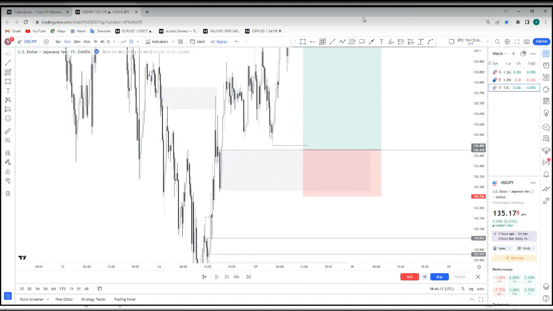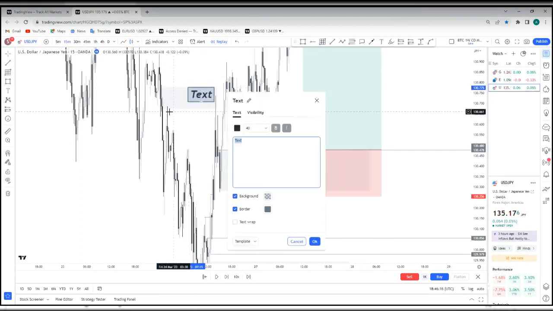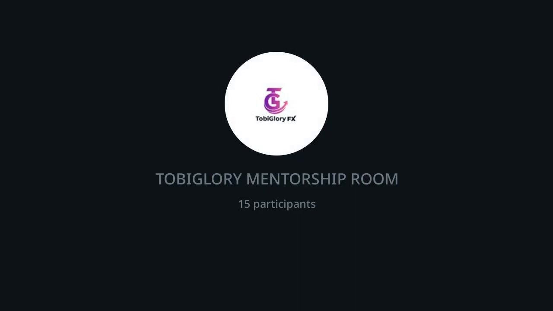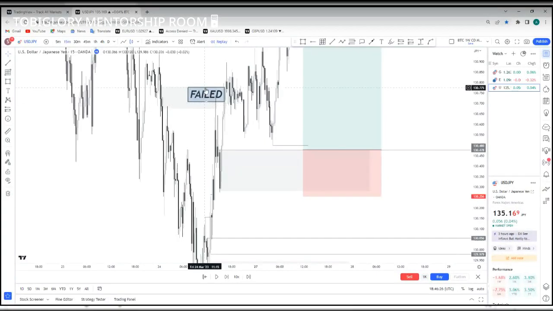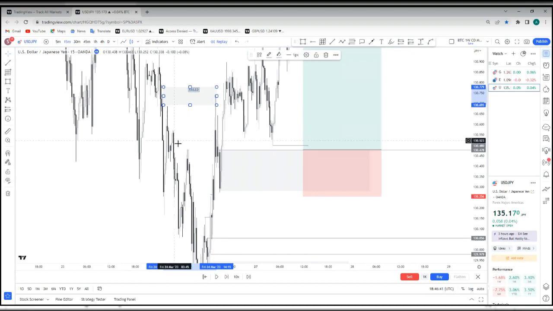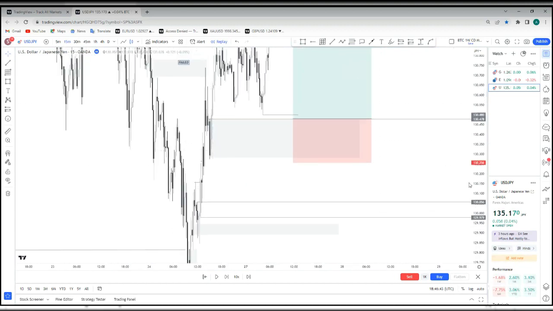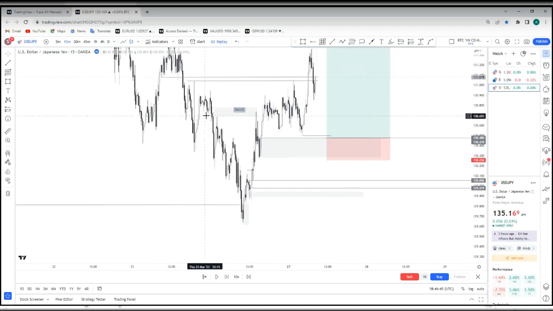This place has filled us already. And why did I say this place has already filled us? Look, we have a zone here that this place mitigates. It mitigated something here, and it failed to break a structure, then it got broken. So we have a BMS.